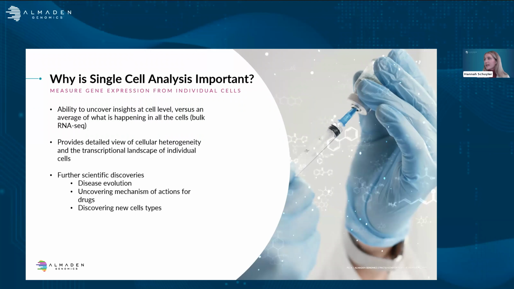And I think this is a perfect transition as to why single cell is so important. I'm sure many of you have worked with bulk RNA-seq data in the past. And what's so powerful about single cell analysis is that you're able to uncover insights at the cellular level versus an average of what is happening in all of the cells, which is typical of bulk RNA-seq, right? And so with single cell analysis, you have the ability to analyze the gene expression profiles of individual cells, which can also reveal cellular heterogeneity and rare cell populations that might be masked when you're looking at your bulk RNA-seq data.